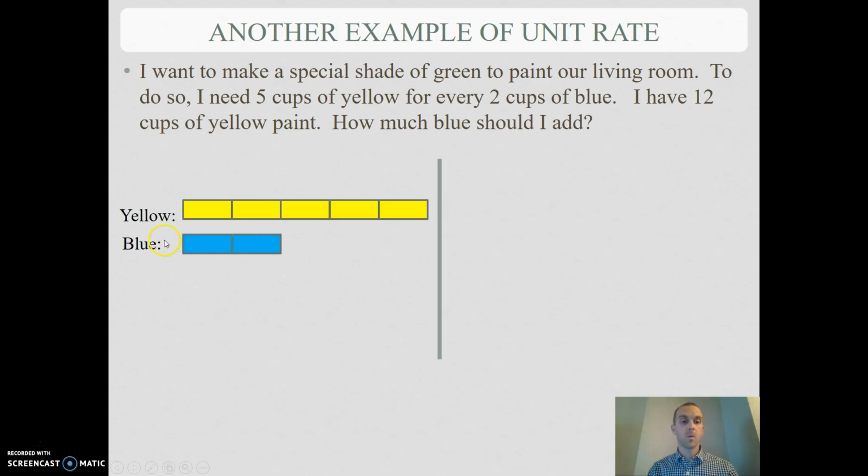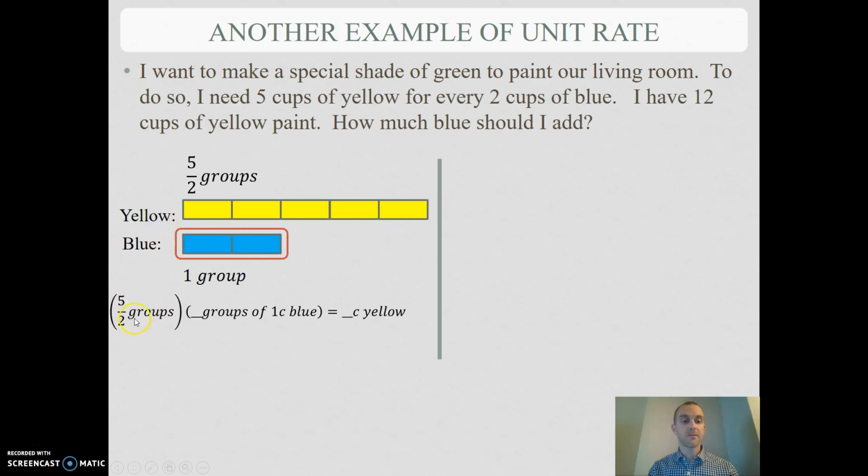Now, if I make my one group be represented by the blue, I know that means that my yellow, I have 5 halves groups, or 2.5 groups, because here's a group, and here's half of a group. That would mean that if I want to figure out how much yellow I need to use, I'd take that 5 halves and multiply it by how many groups of 1 cup I have of the blue.